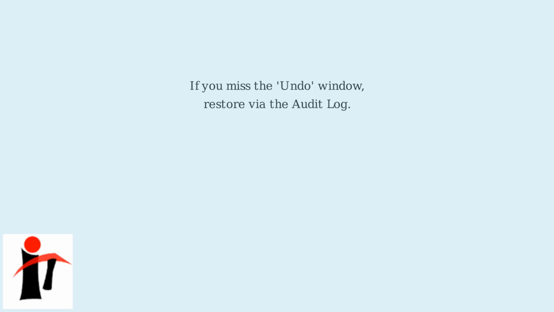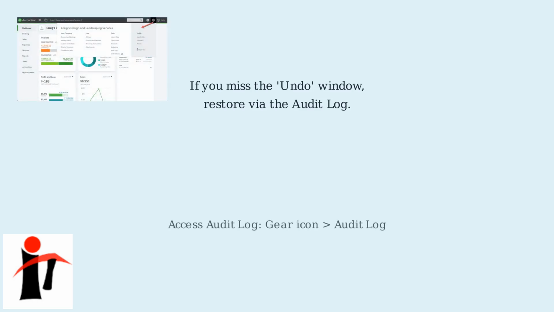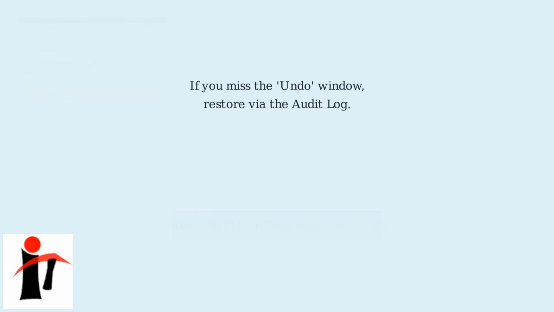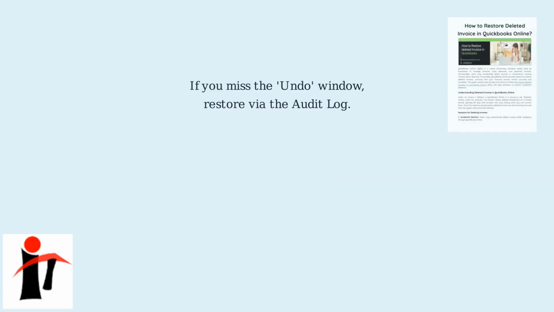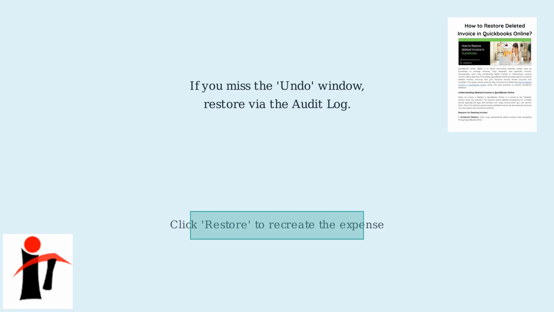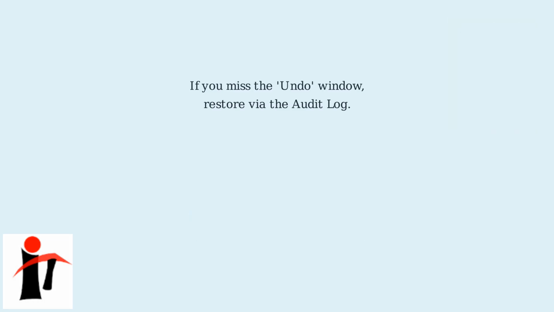If you miss the undo window, you can still restore the deleted expense using the audit log. Access the audit log by clicking the gear icon and selecting Audit Log. Search for the deletion event by filtering by date, user, or transaction type. Once found, click Restore. This will recreate the expense with all its original details.